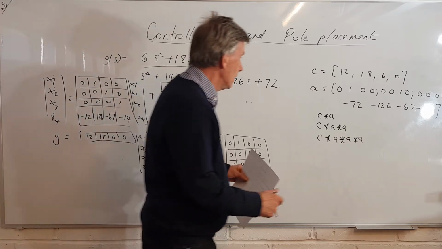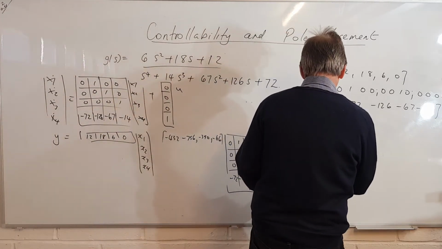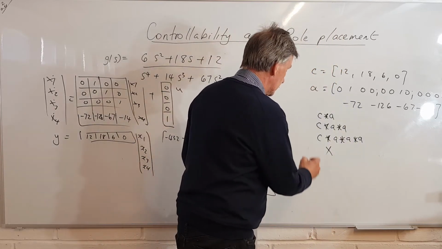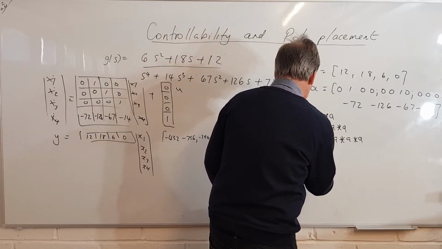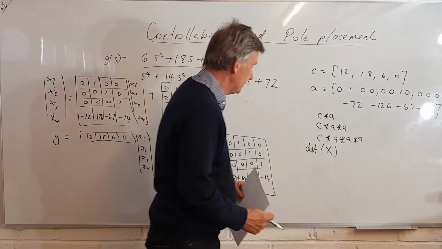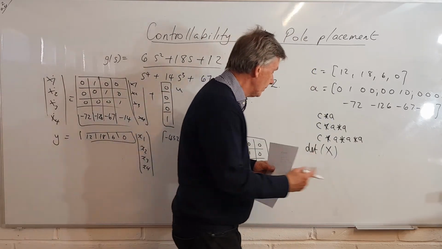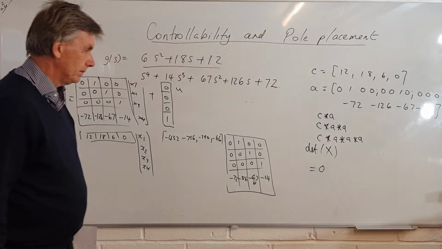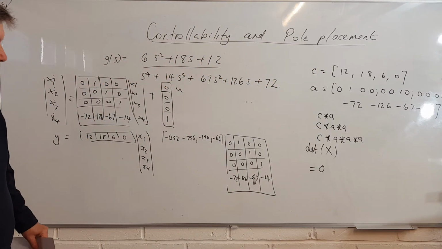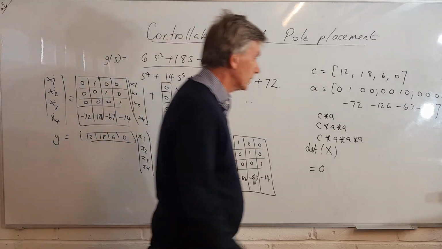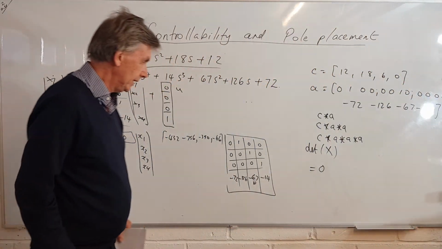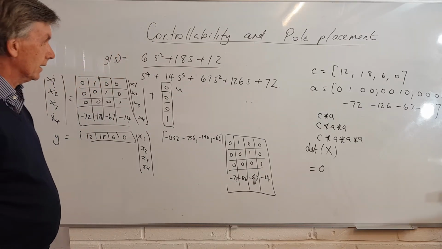And once you've got that matrix, let's say that matrix was called some matrix X, you could just work out the determinant of X. And that should, with a bit of luck, come out as 0. So that's an alternative little trick that you can play if you happen to have MATLAB handy at any particular time.